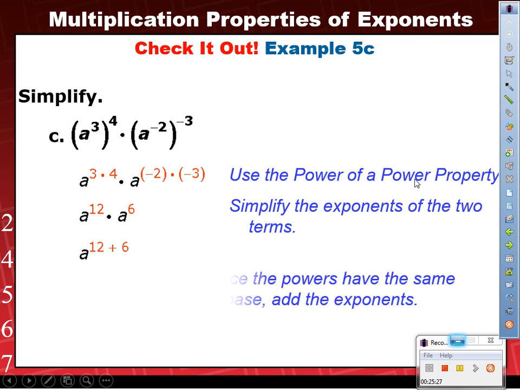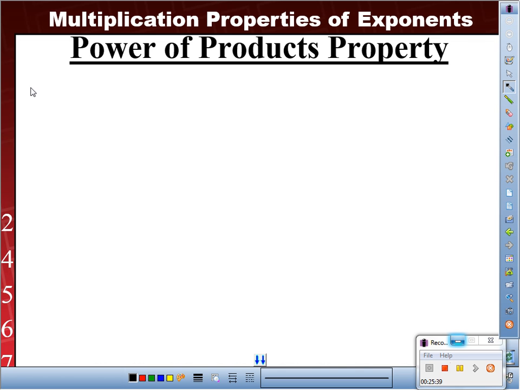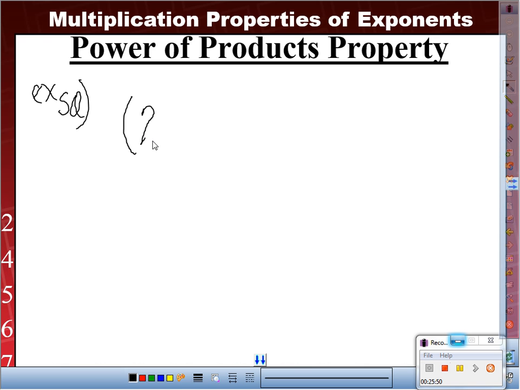Okay, so now that we got this, write power of products property. Last property for today. Write that down, please. Power of products property. And underneath, you're going to write example super cube. And then you're going to write open parentheses 2x to the 4th close parentheses to the 5th power. Just copy that. Don't do anything else.